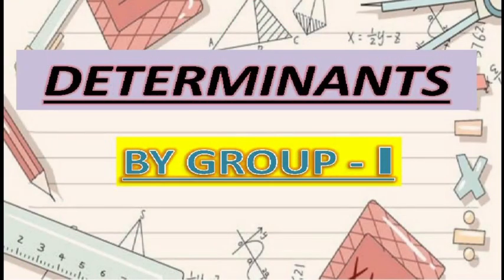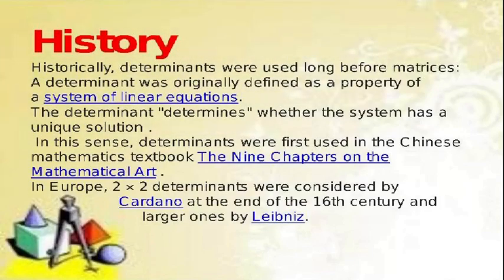But before that, let's look at the history and some basic applications of it, which will help you to understand determinants more conveniently. Determinants were used long before matrices. A determinant was originally defined as a property of a system of linear equations. The determinant determines whether the system has a unique solution.